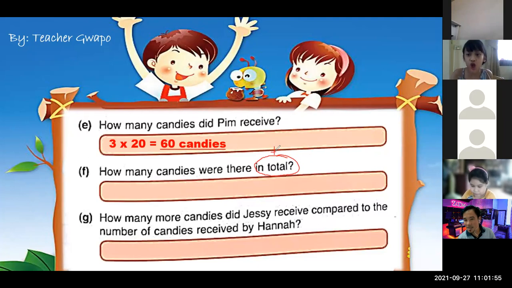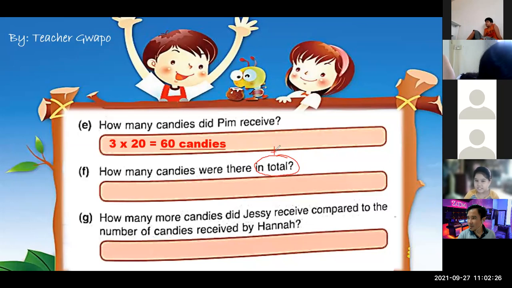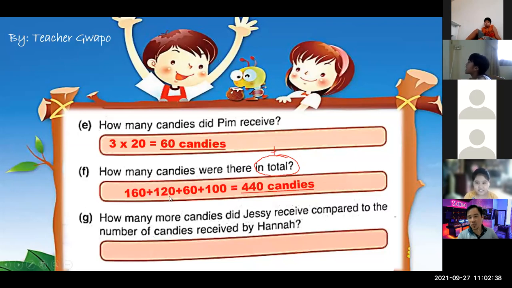160 plus 120 plus 60 plus 100. How many candies altogether? 160 plus 120 plus 60 plus 100. What's your answer? What is your answer? Go, tell me your answers. 440. Very good. Okay, so that's it. So 160 plus 120 plus 60 plus 100 is equals to 440 candies. So that is the total number of candies.